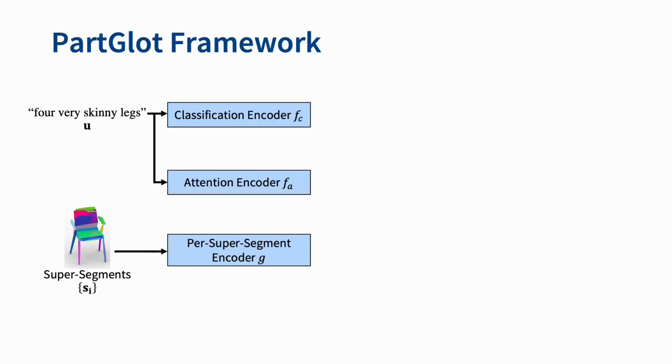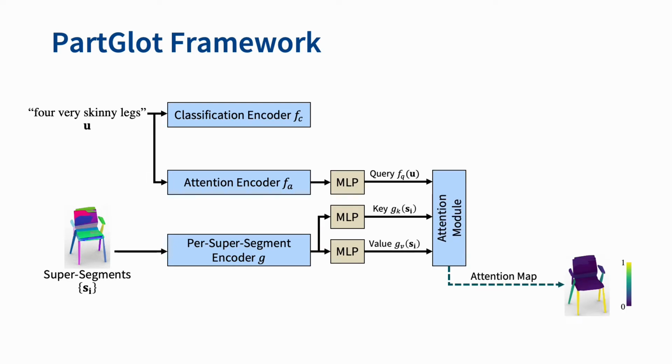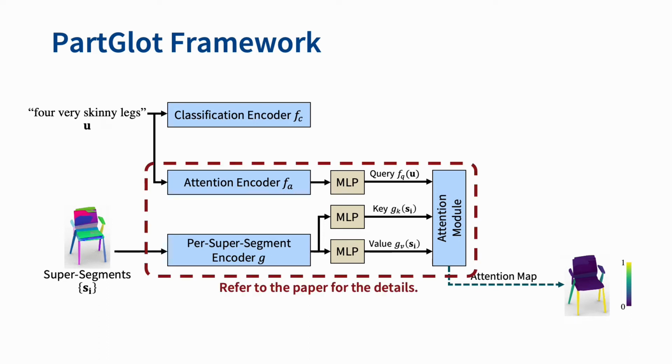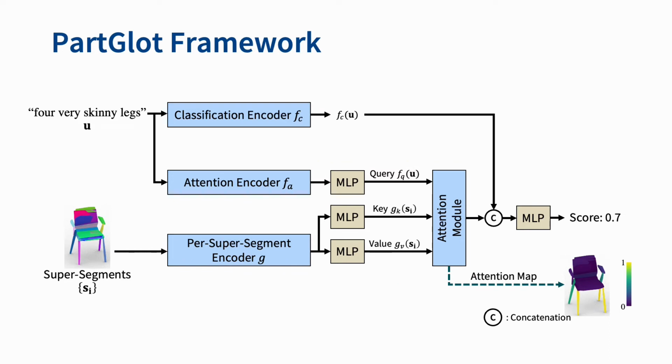Here is the PartGlot framework. First, there are 3 encoders that take an utterance and super segments of a shape as input. We use LSTM and a variant of PointNet as the utterance and super segment encoders. Then the feature of the input utterance and super segments of the input shape are fed to the attention module to compute attention maps. Refer to our paper for the crucial details in the design of the encoder and the attention module. Lastly, an MLP predicts a classification score from the outputs of the attention module and classification encoder.